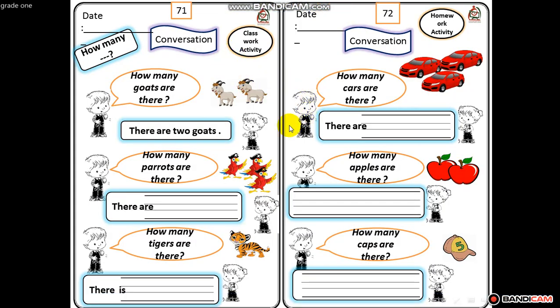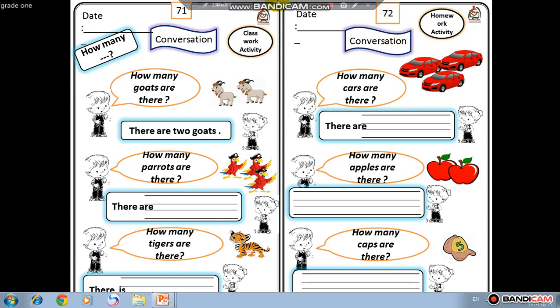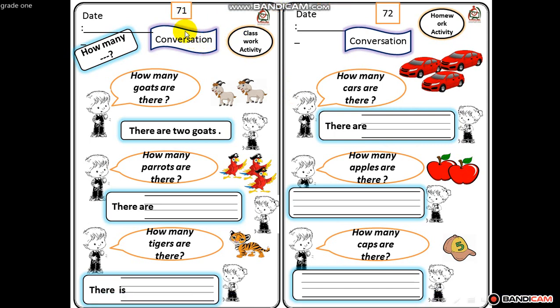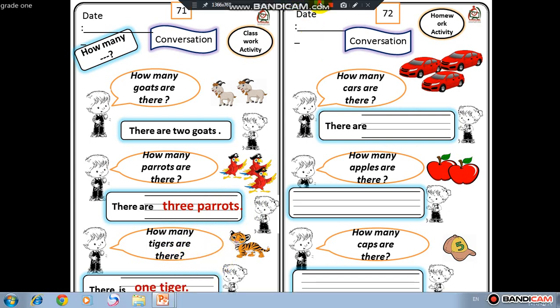This is our page for today. Page 72 is your homework. So let's answer some questions on page 71. How many parrots are there? 1, 2, 3. So I have to say there are 3 parrots. How many tigers are there? There is 1 tiger.